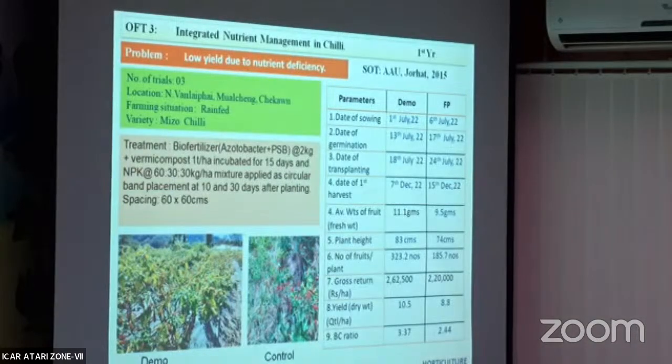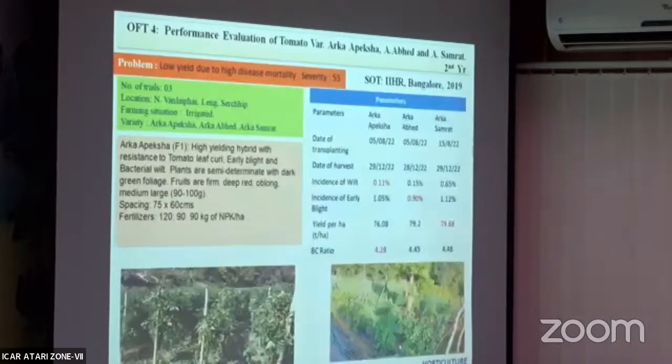And in OFT 3, it is INM in chilli. The treatment, I will not read everything, it's here. It was done in 3 locations in 3 different villages, and these are the parameters which we have observed, and this is the result. Compared to the farmer's practice, the yield was significantly higher under the demonstration plot, with a BCR of 3.37 as against 2.44.